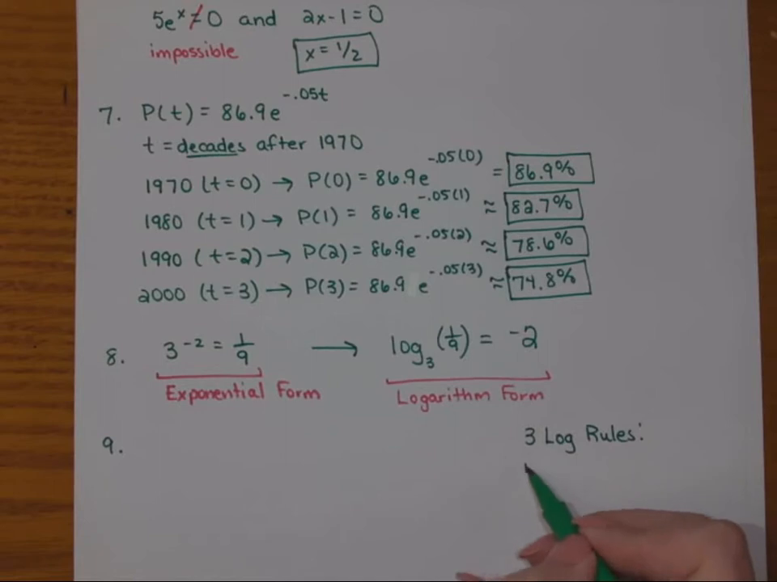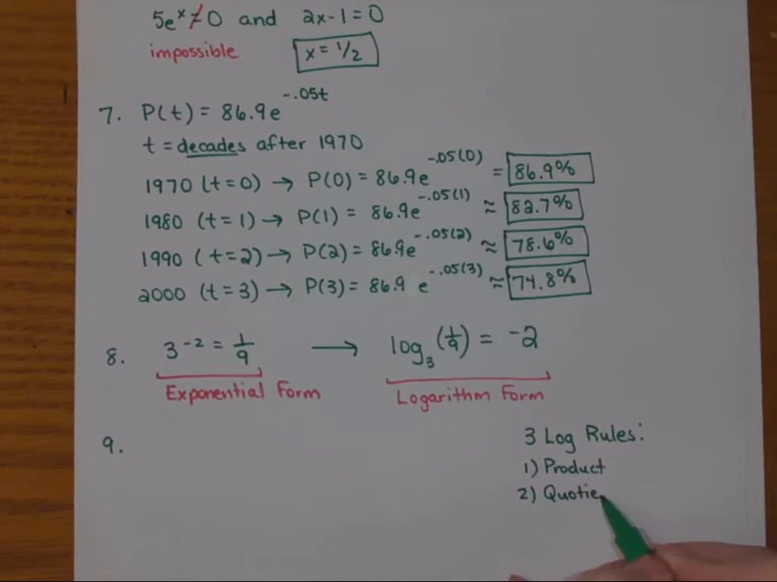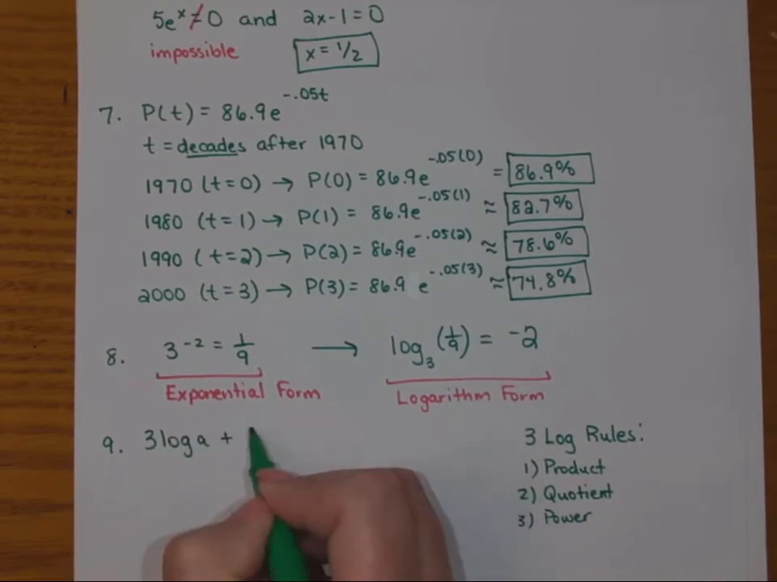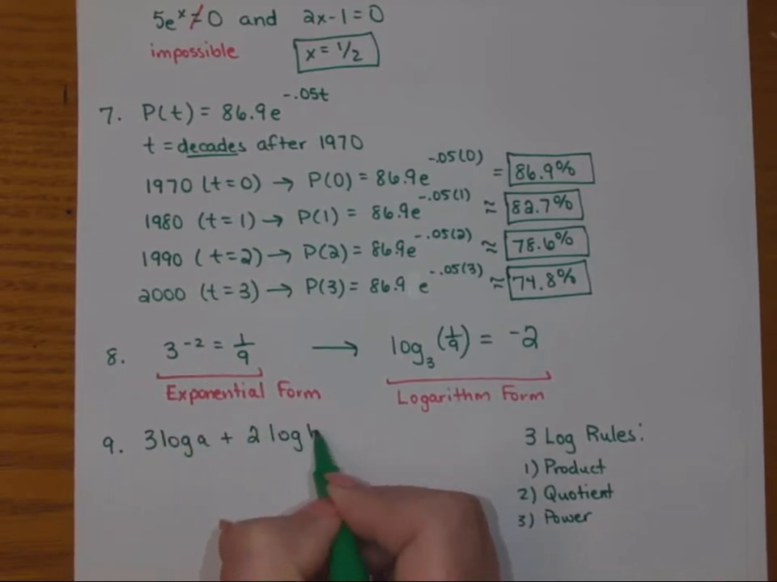Okay, make sure you know them. They are the product rule, the quotient rule, and the power rule. Make sure that you know those, okay? Those are the rules we're going to use for the next few questions.